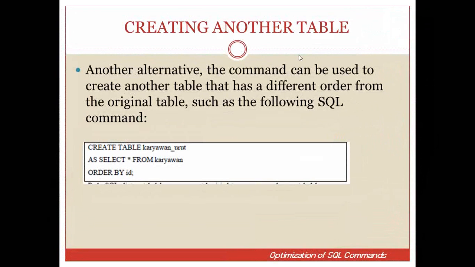Step 2 is creating another table. Besides index, we can create another table. Another alternative, a command can be used to create another table that has a different order from the original table, such as the following SQL command. So we have to make a new table. So if we want to query, we have to query in this table. I think it's also a pattern in the memory, so it's not really recommended.